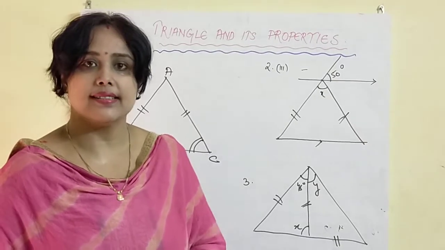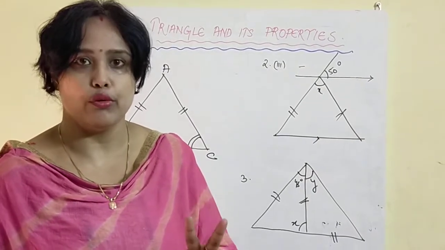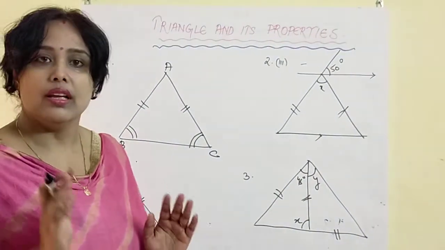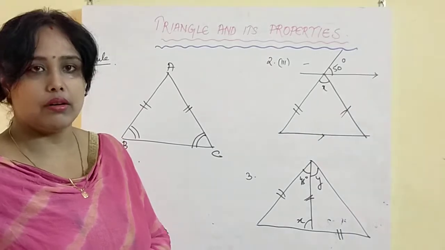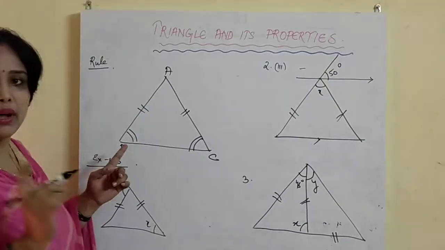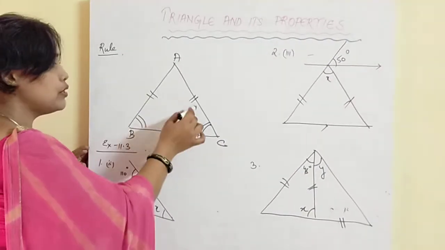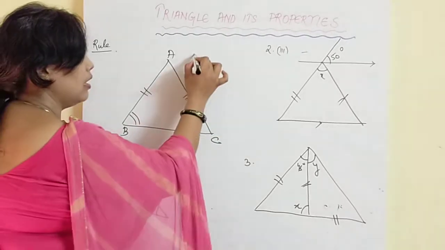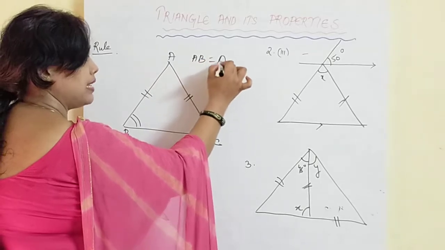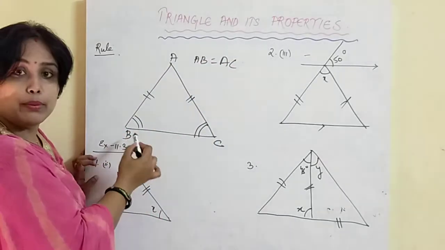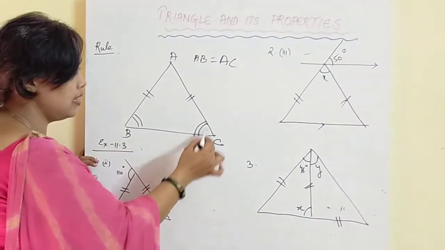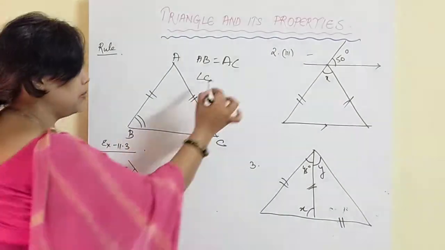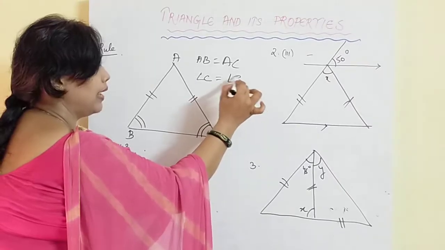Students, before starting exercise 11.3, there are two small rules which you need to follow. This is an isosceles triangle, so all of you know that a triangle with two equal sides is called an isosceles triangle. Rule 1 is that angles opposite to the equal sides are equal. Here you see AB is equal to AC. Therefore, what is the angle opposite to the side AB? Angle C. And what is the angle opposite to AC? Angle B. Therefore, angle C will be equal to angle B.